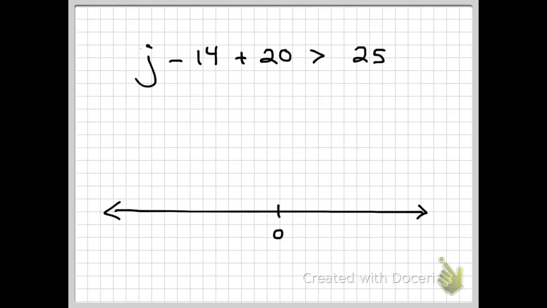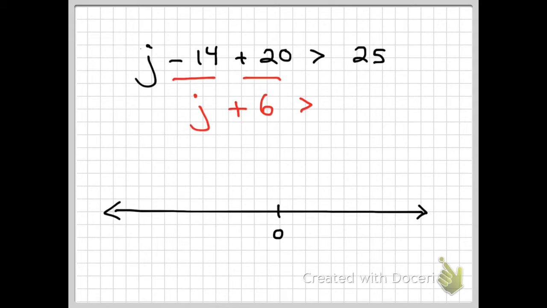All right, so what we need to do is combine our like terms, which are right here on the side with J. So the signs are different. We're going to subtract, so we're left with J. 20 minus 14 is 6. Since the 20 is larger, it's positive 6.